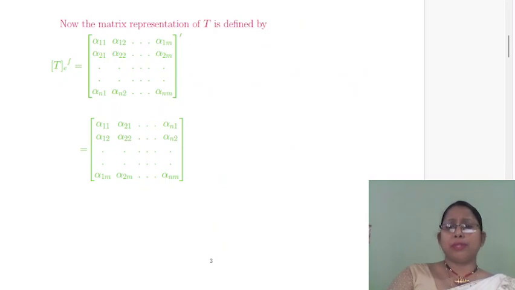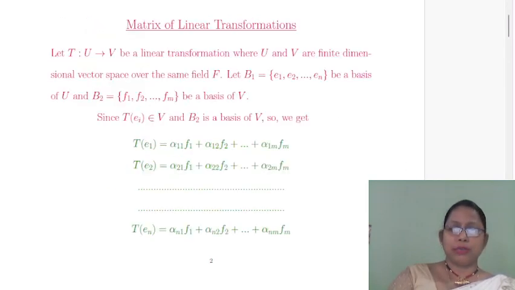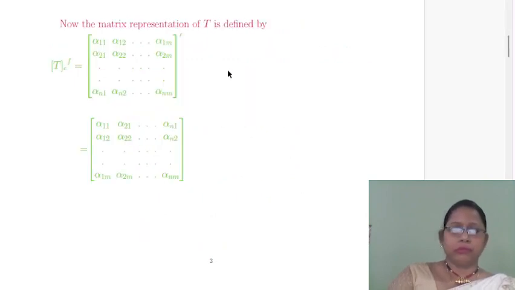Now the matrix representation of T is defined in this way: it is given by the transpose of the matrix of coefficients in the right hand side of the expression of T(ui). This is equal to the matrix with rows alpha 1 1, alpha 2 1, up to alpha n 1; alpha 1 2, alpha 2 2, up to alpha n 2; and so on up to alpha 1 m, alpha 2 m, alpha n m.